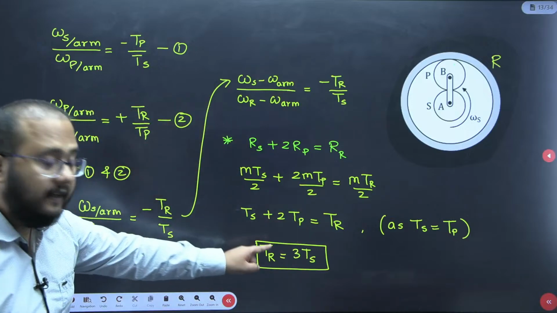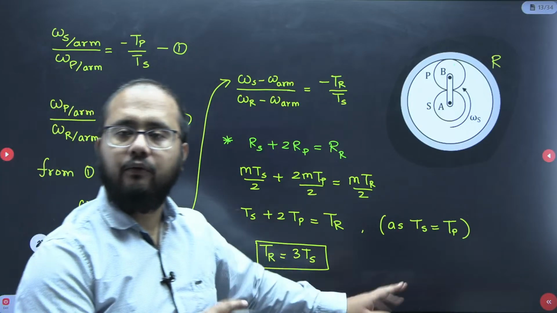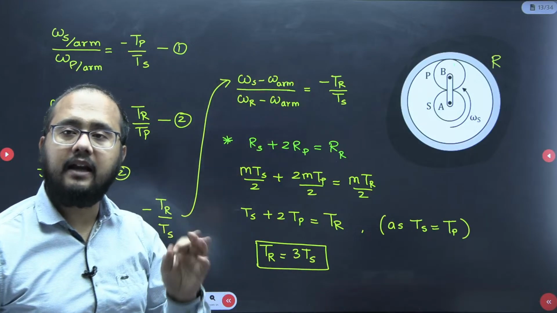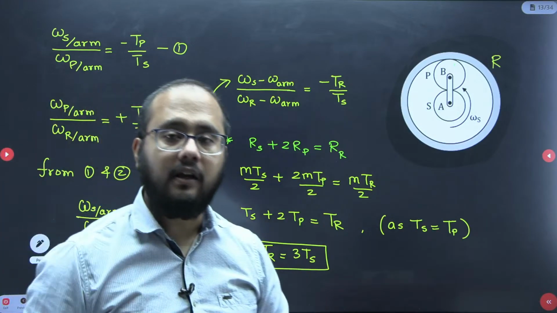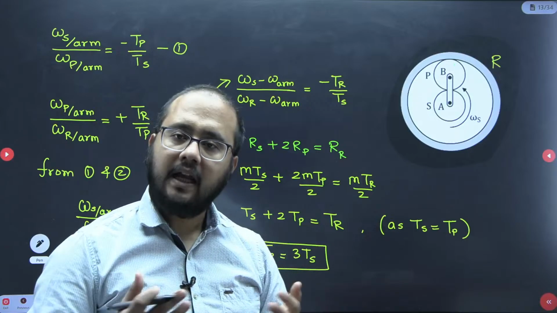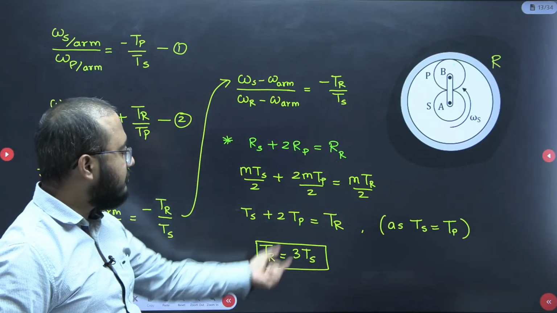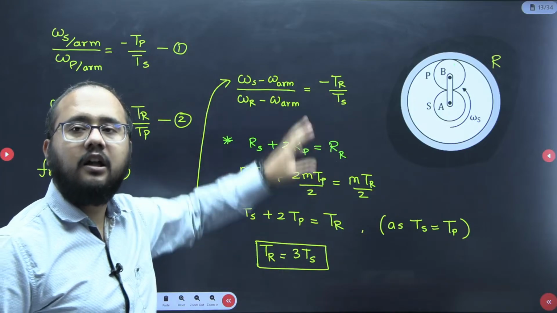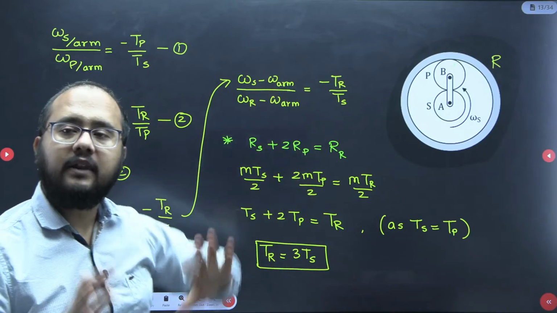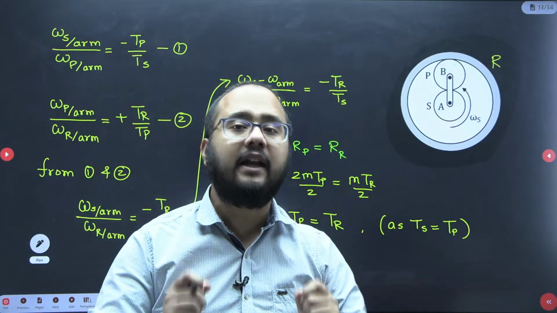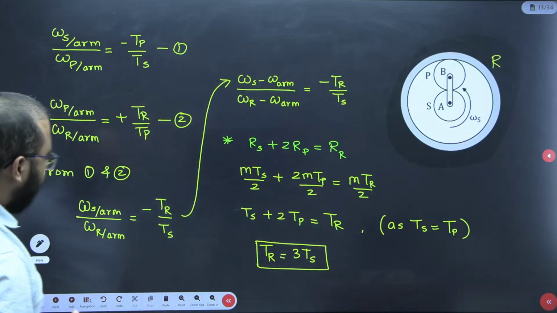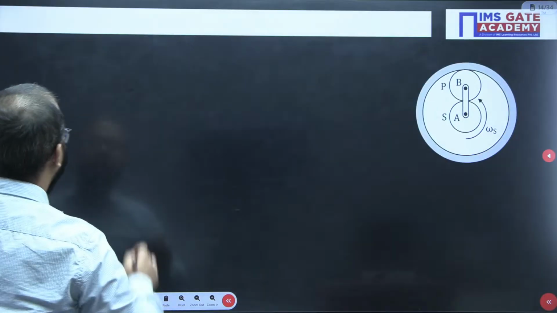Now if we have this relation, I can use it and I will get TR and TS eliminated from the relation. Is that clear? So this TR value equals 3 TS. If I put it here, TR and TS will get eliminated, and whatever the equation we have from that, the omega arm calculation becomes very, very easy. Right? Okay.